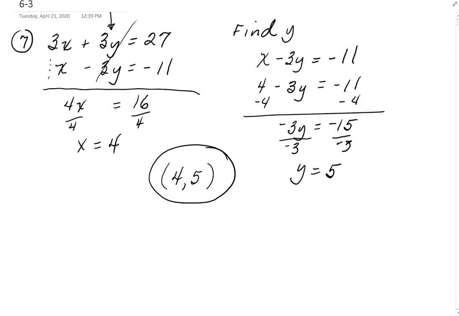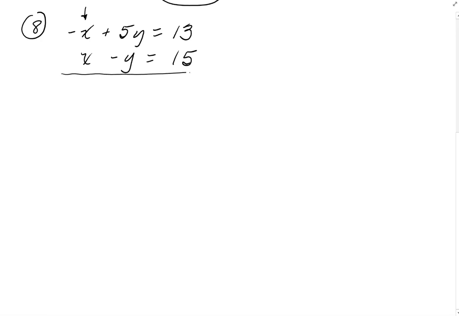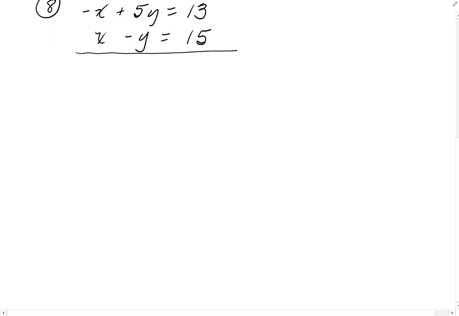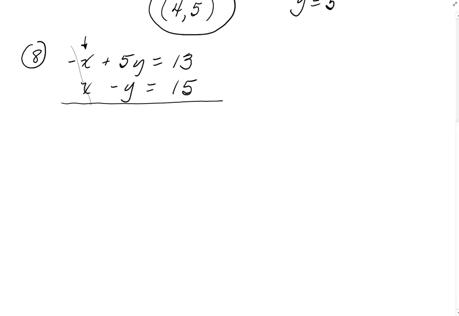Okay, let's take a look at number 8. Negative x plus 5y is 13. The other one is x minus y is 15. This time the system is ready for this method because look at your x's. Negative 1x, positive 1x, those are opposites. So when we add, those cancel out. I have 5 and a minus 1 for 4y. Add here for 28. Divide by 4.